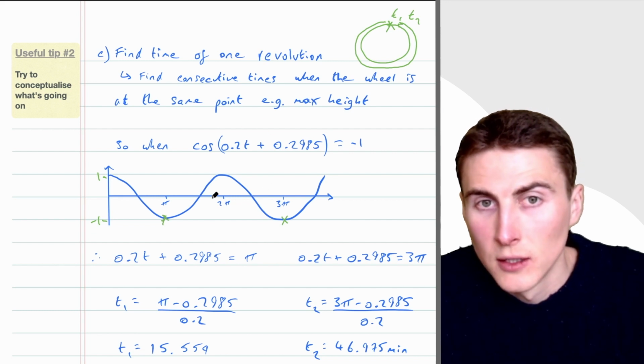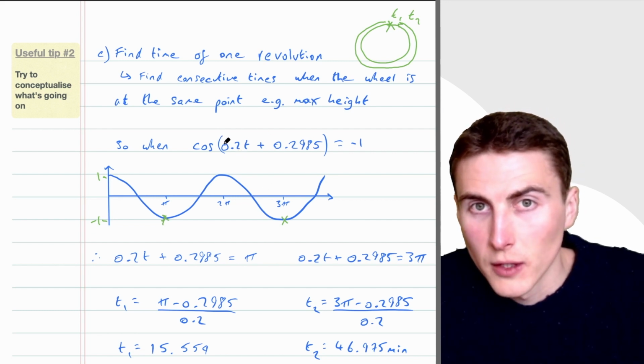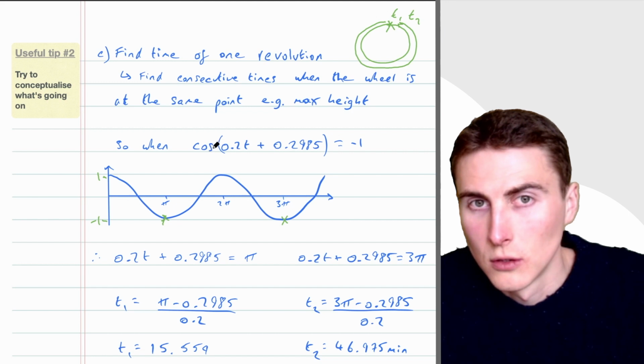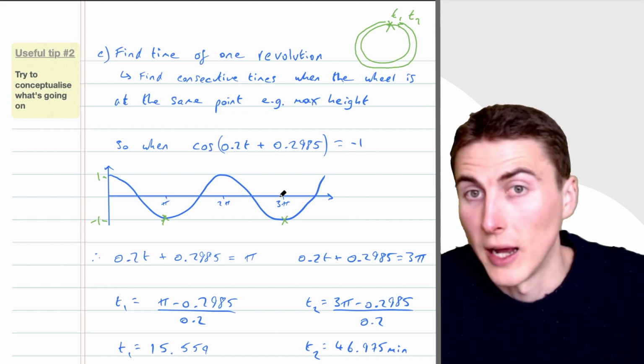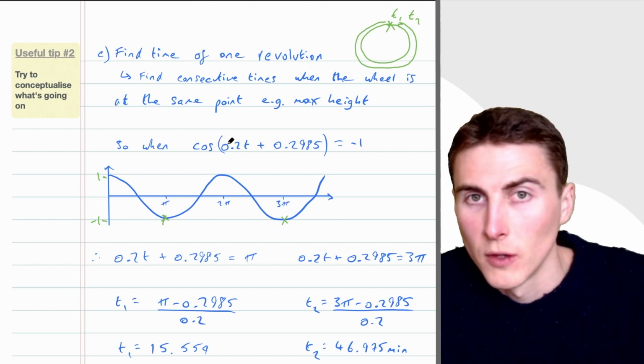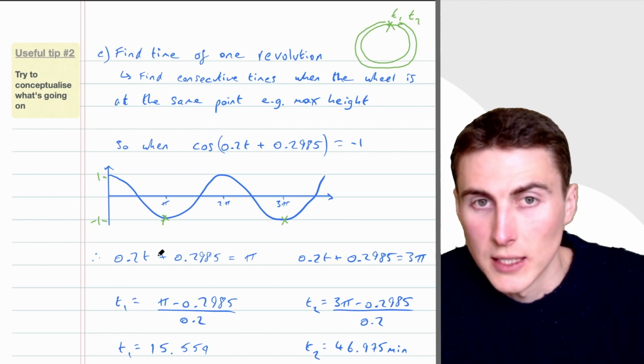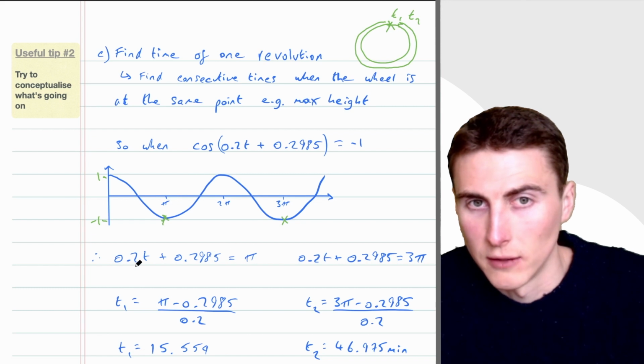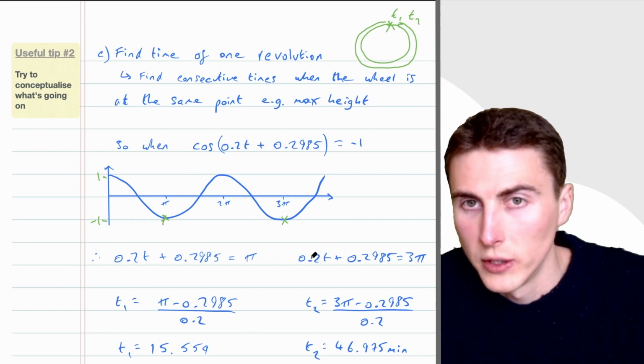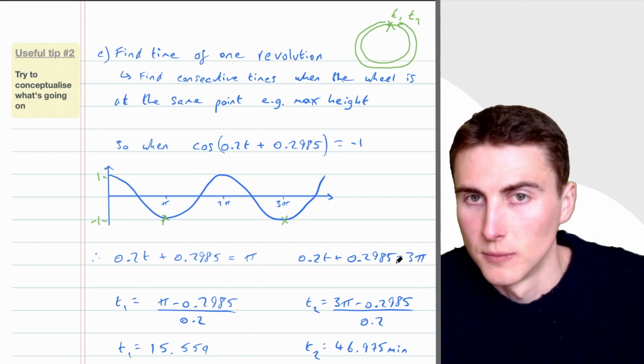So our solutions really are pi and 3 pi. So the 0.2t plus 0.2985 is either going to equal pi, like I've written here, or it's going to equal 3 pi, like I've written here.